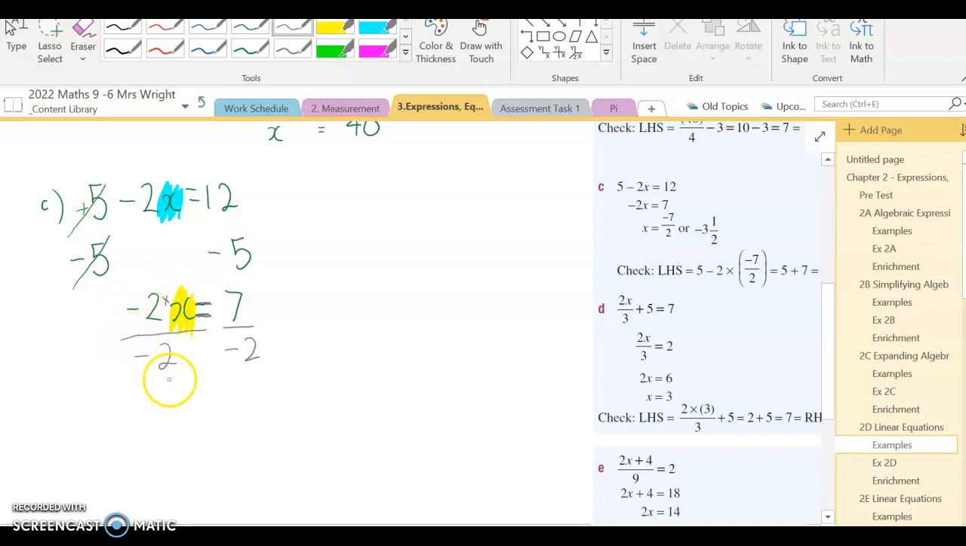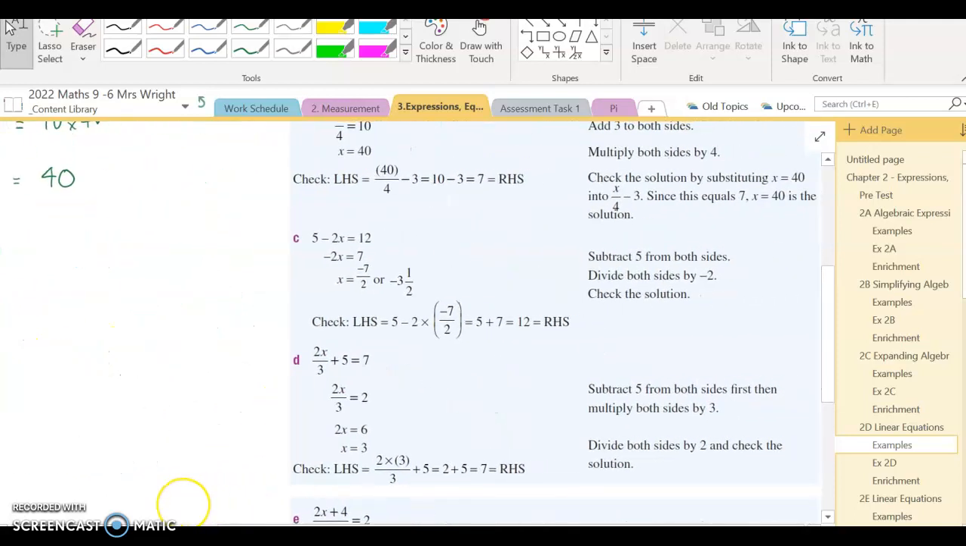Minus 2 divided by minus 2 is 1. Okay, these go to 1. I have an x left. Equals 7 divided by minus 2 is minus, do it on your calculator, 3.5. Now that gets us A, B, and C over here.